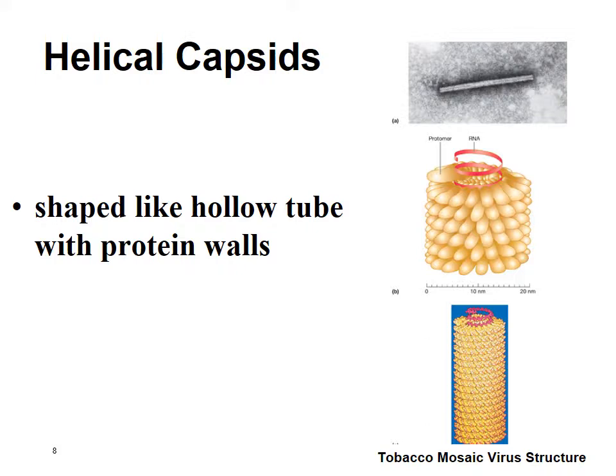They're shaped like hollow tubes with protein walls, and the tobacco mosaic virus provides the best studied example of a helical capsid structure. In this virus, the self-assembly of protomers into a helical or spiral arrangement produces this long, rigid tube, about 15 nanometers in diameter by 300 nanometers long. This type of capsid encloses an RNA genome, which is wound in a spiral and lies within a groove formed by those protein subunits.